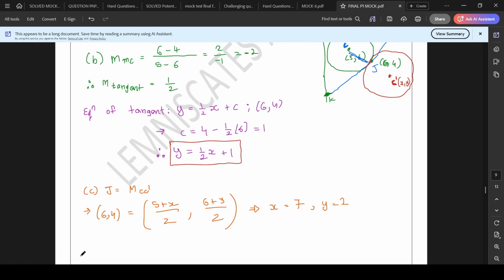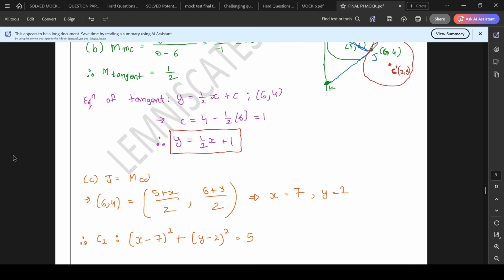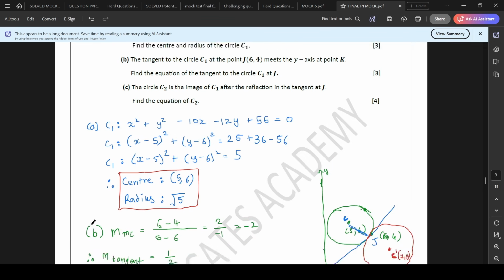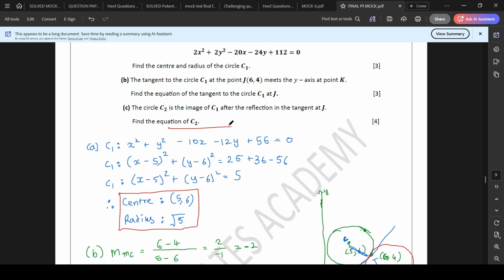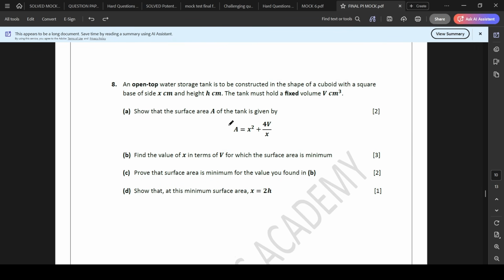And therefore the equation of the circle C2 is (x minus 7) squared plus (y minus 2) squared is equal to, the radius is the same, which is square root of 5. So r squared will become 5. So this is the final answer for the last part of this question. We had to find the equation of C2, and yes, we are done. Let's move on to the next question.